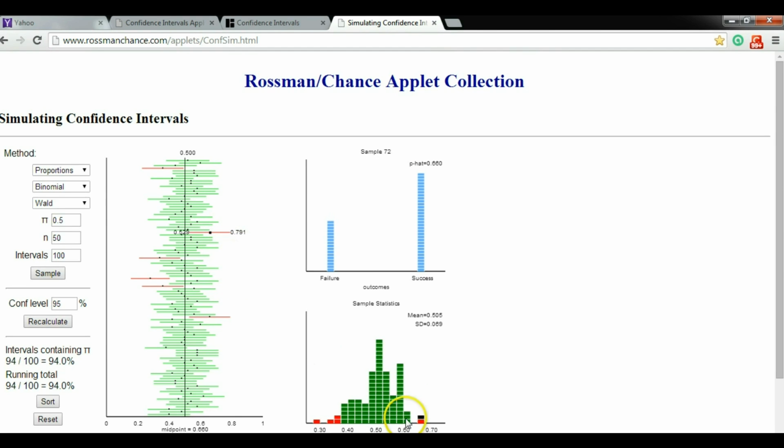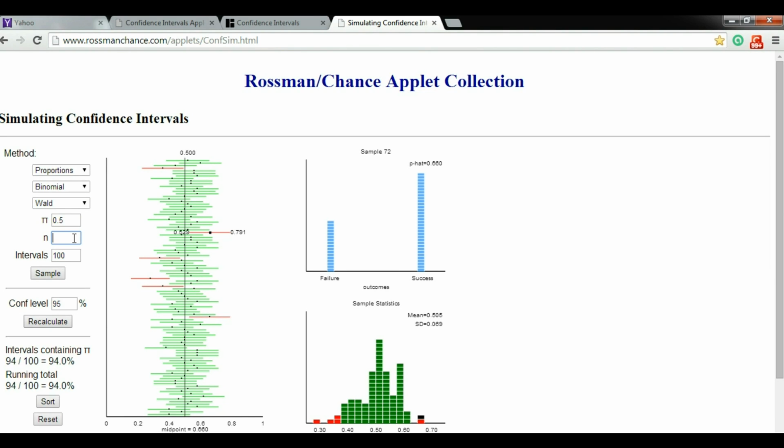So this interval has a value that's above 0.5, so it looks like it's maybe 0.66, 0.67. This interval goes from 0.529 to 0.791, and our p is 0.5, so it did not capture our p.